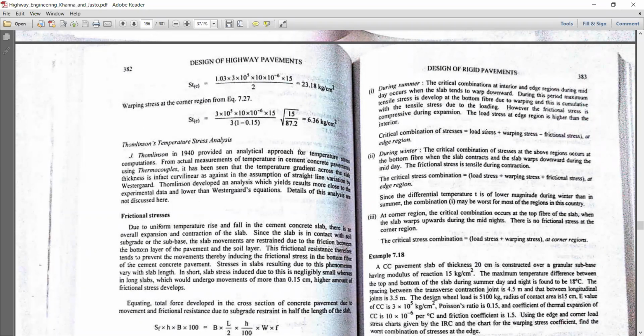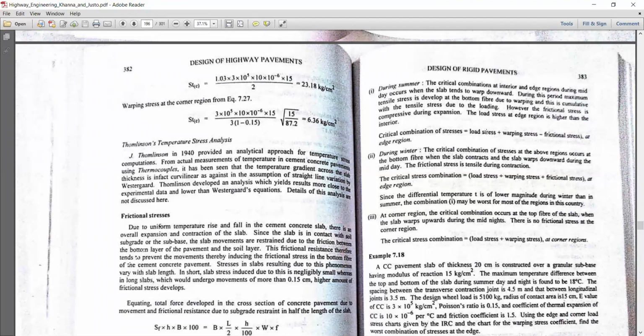Yes. And these are the critical combinations in summer season, winter season, and in the corner region. During summer season, the concrete slab will expand. Because of expansion, there is tensile stress developing in the slab. Similarly, the critical combination can be written as load stress plus warping stress minus frictional stress.